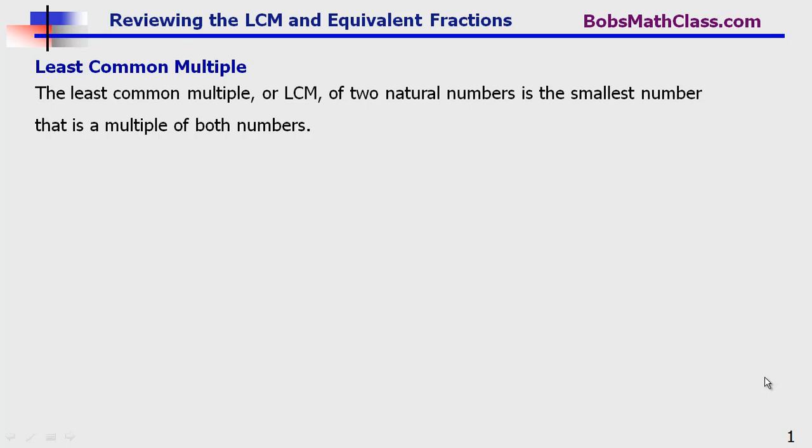Reviewing the LCM and equivalent fractions. Least common multiple. The least common multiple, or LCM, of two natural numbers is the smallest number that is a multiple of both numbers. Example, find the LCM of 6 and 8.